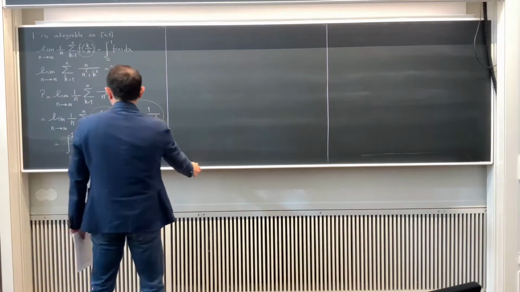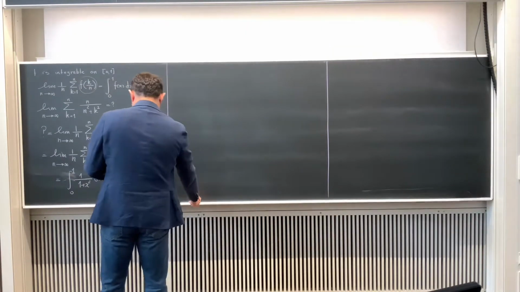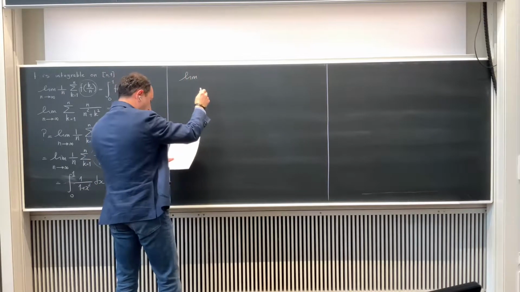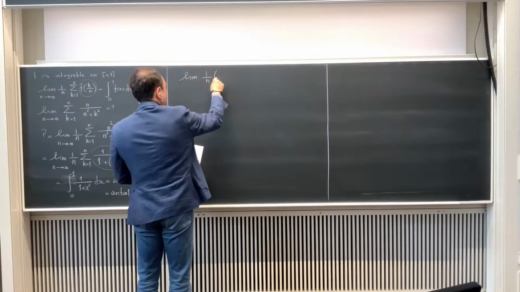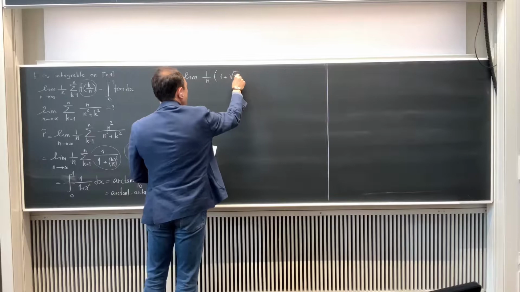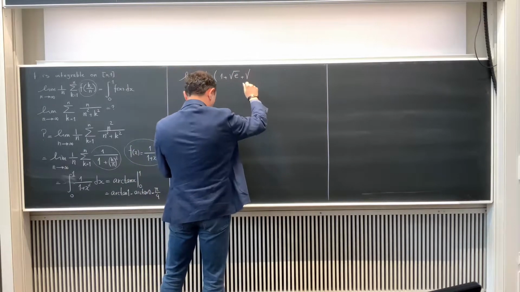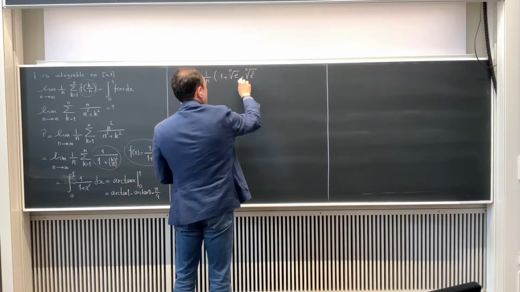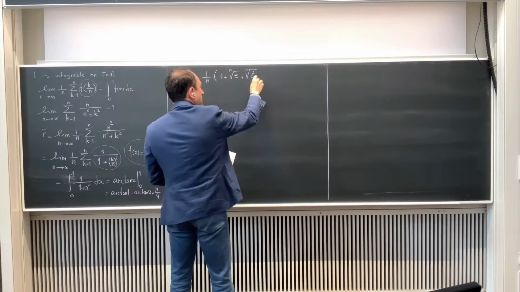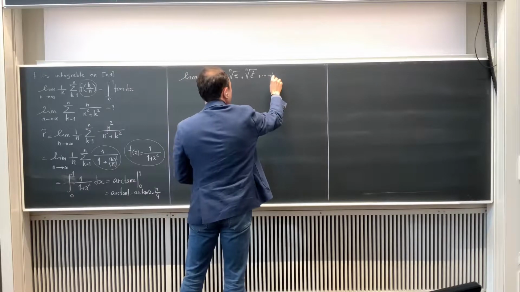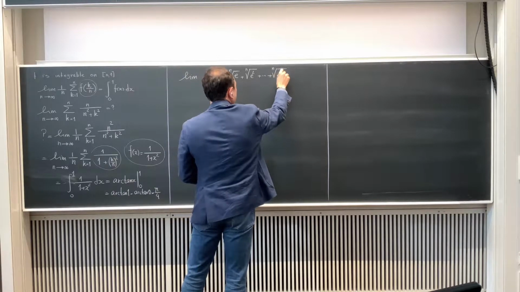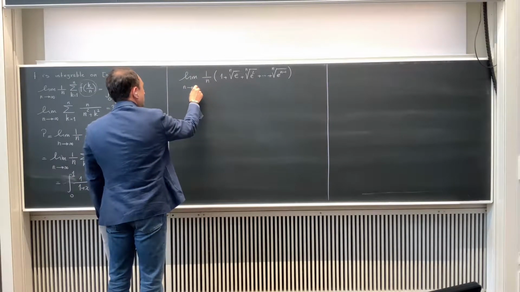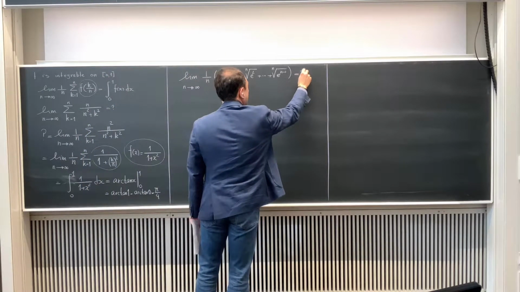Okay, let me give you another example. Calculate this limit: the limit of 1 over n, times 1 plus the nth root of e plus the nth root of e squared, where e is the famous Euler number, and then plus up to the nth root of e to the power n minus 1, as n goes to infinity. We want to calculate this limit.